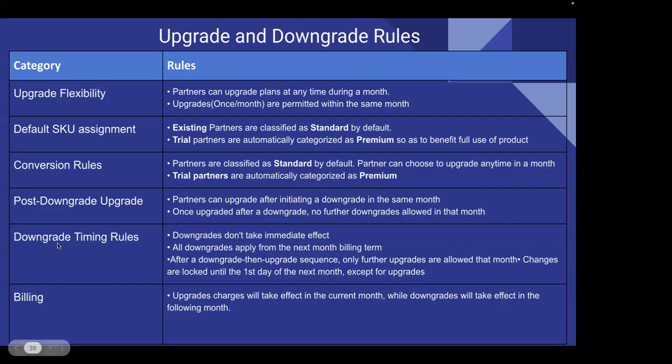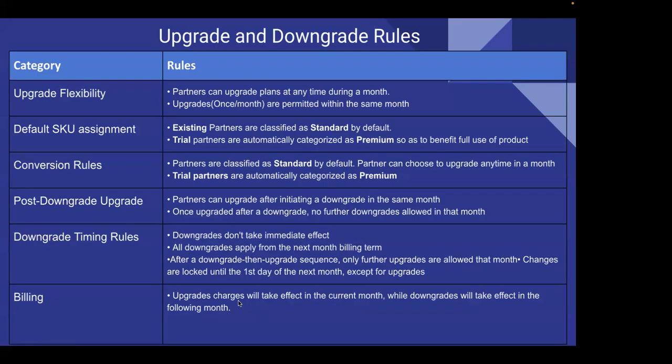And the downgrade timing rules, downgrade does not take effect immediately. It will take effect from the next billing term, right? And after a downgrade and then the upgrade sequence, only further upgrades are allowed, right? Because your monthly charges are locked based on that. And the billing is definitely from first day of the next month.